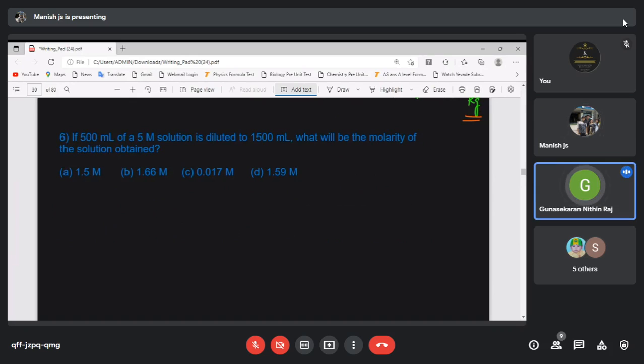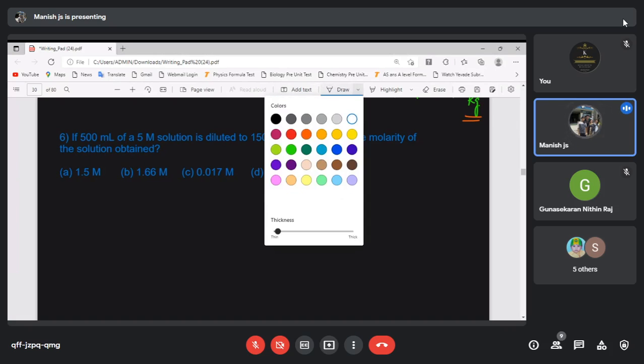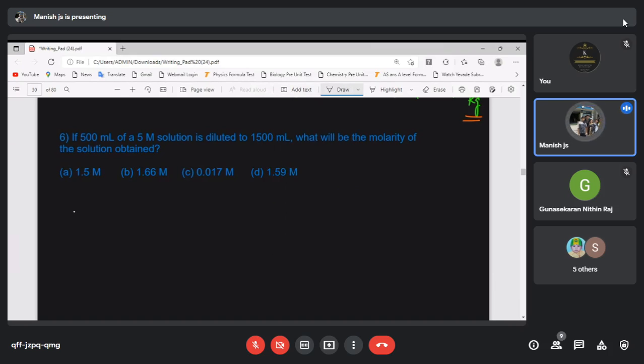So 1.66. Okay, everybody is getting 1.66. What have we done here? I'll show you. In the question, they have given you the corresponding values. The volume is given, and the corresponding molarity is also given.